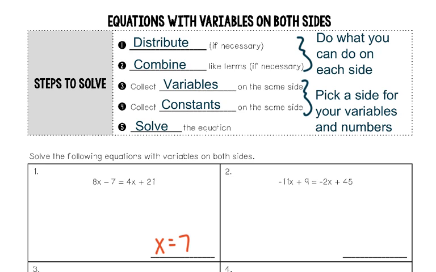Okay, so hopefully you did the same thing that I just did and got x equals 7 for this problem. If you don't know how to do this one, you can just rewind the video and look back at that problem and me solving it. But for number 2 here, I'm going to go ahead and work that out with you right now.